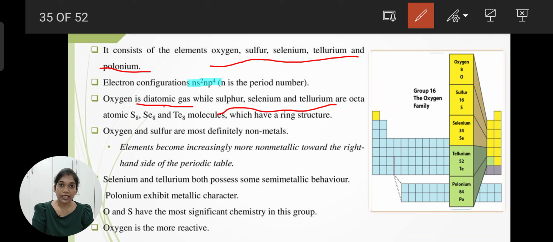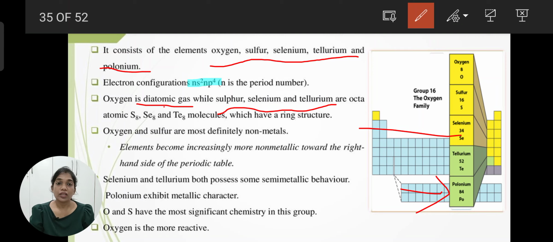And the last element, that is polonium. This polonium is a poor metal with radioactivity. Okay, so polonium is the radioactive element in this family. Now let's talk about reactivity. Oxygen is the most reactive element in this family, followed by sulfur, selenium, tellurium and polonium.